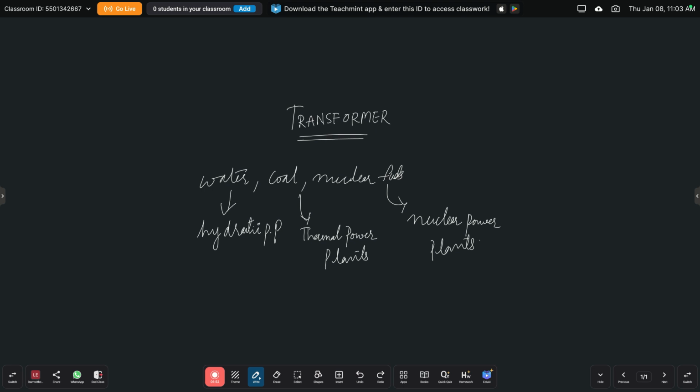So these plants are located far away from load consuming centers, that is cities, towns and villages. Is it true? These thermal power plants, nuclear power plants and hydro power plants are located far away from our load consuming centers. So power has to be transmitted over considerable distances.